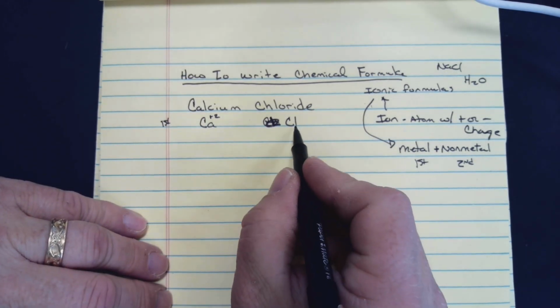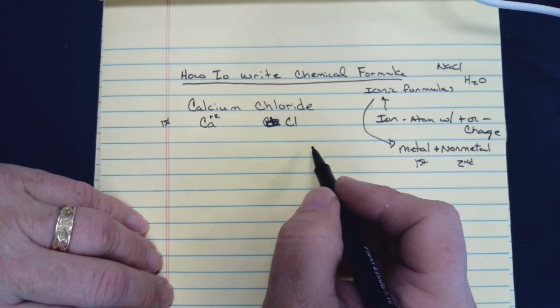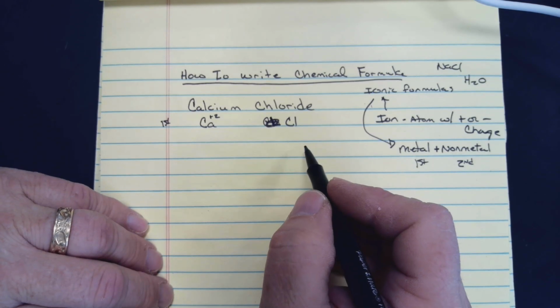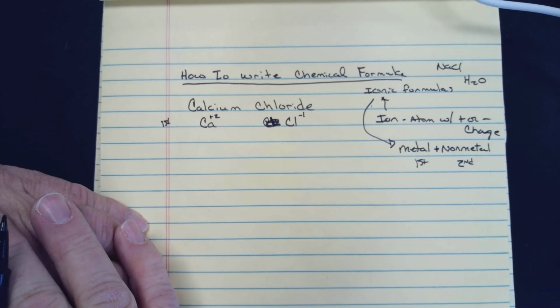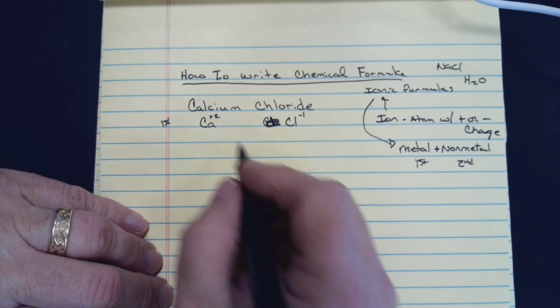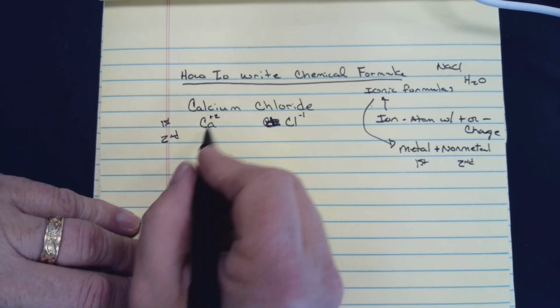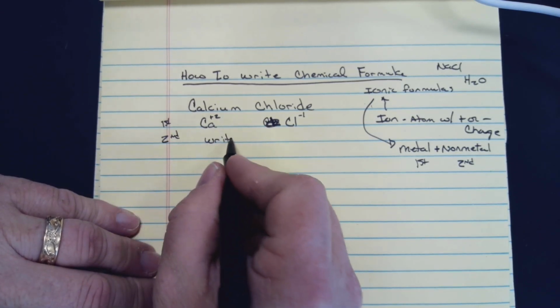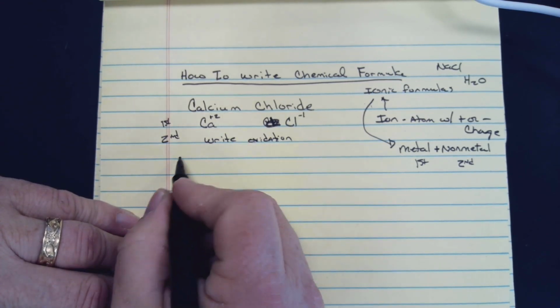Chlorine has 7 valence electrons, which means it's 1 short. So it's going to take in 1 electron. So it takes in 1 negativity. So it's a -1. The second thing was we write oxidation numbers, which we did.